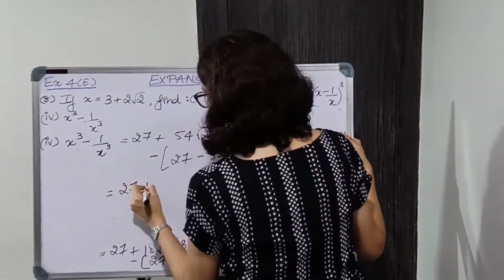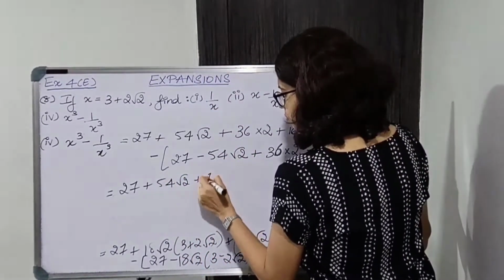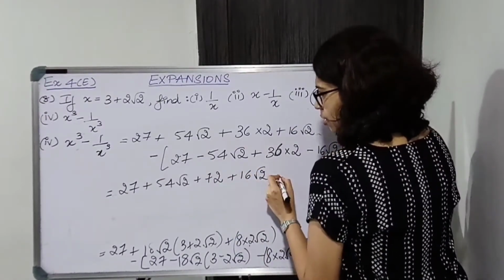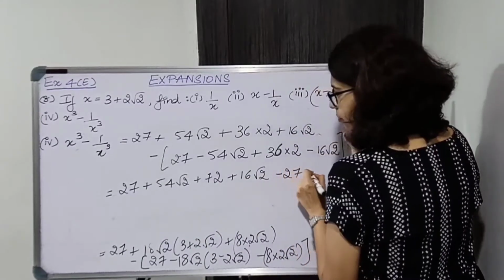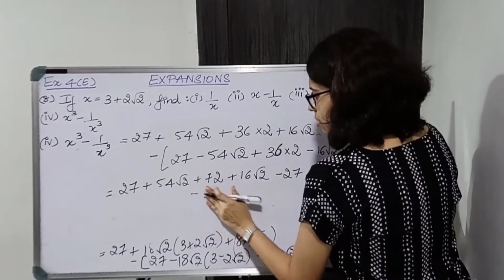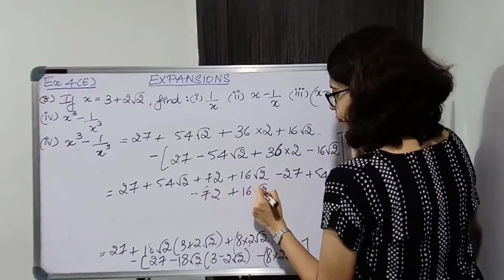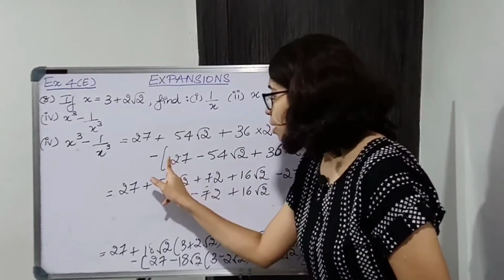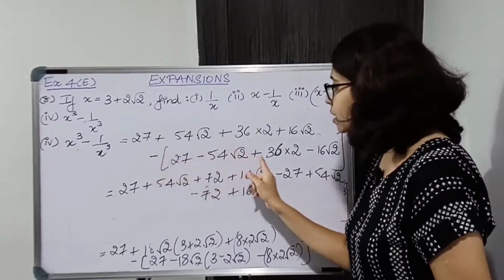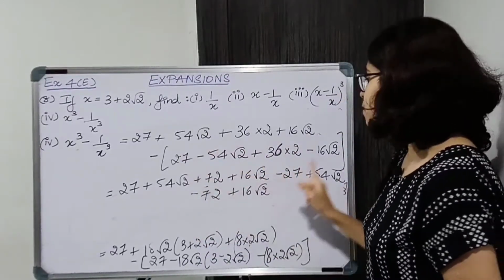So 27 plus 54 root 2 plus 36 into 2 gives 72 plus 16 root 2. Open the brackets. So minus 27 plus 54 root 2 minus 72, 36 into 2 will give 72, and minus into minus again plus 16 root 2. So when you open the brackets, the signs will change. Plus 27 will become minus 27. This minus into minus will give plus 54 root 2. Minus into plus gives minus 36 into 2 is 72. And minus into minus gives plus.